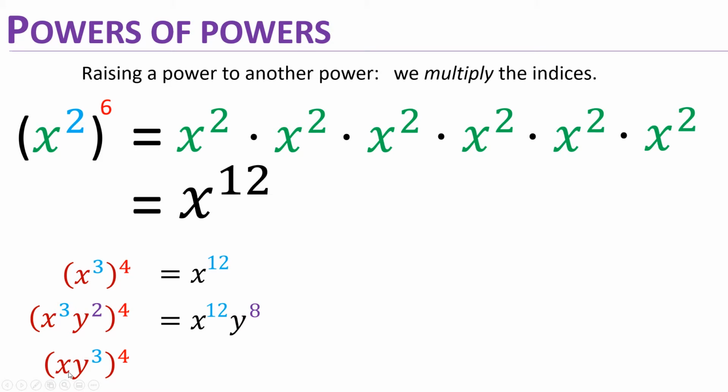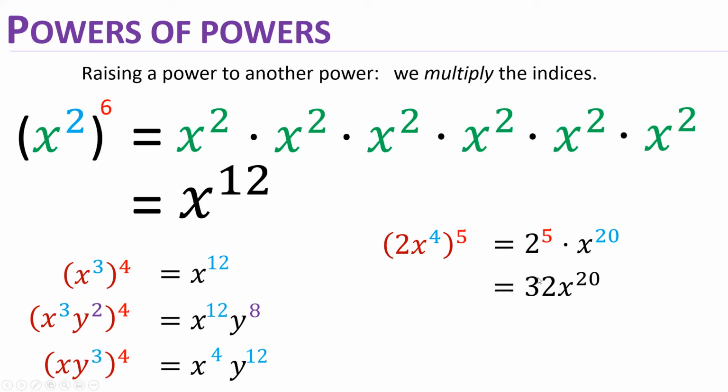Another product raised to the power of 4, x is the same as x to the power of 1, so multiplying the indices here means doing 1 times 4 is 4, and y cubed to the power of 4 becomes y to the power of 12. Another power of a product, we raise to the power of 5, we raise 2 to the power of 5, and then x to the power of 4 to the power of 5 is x to the power of 20. And of course 2 to the power of 5 is a number, so we can evaluate this. 2 times 2 times 2 times 2 times 2 is 32. So our simplified formula is 32 times x to the power of 20.